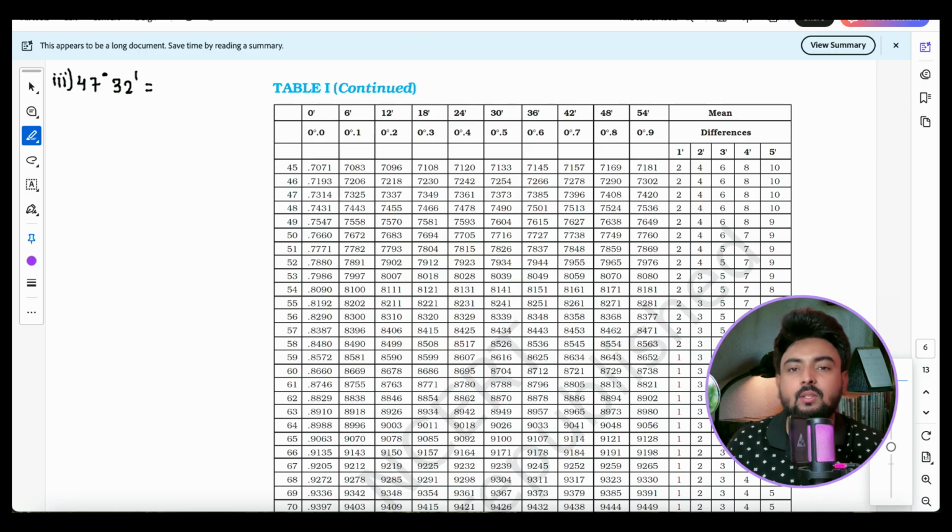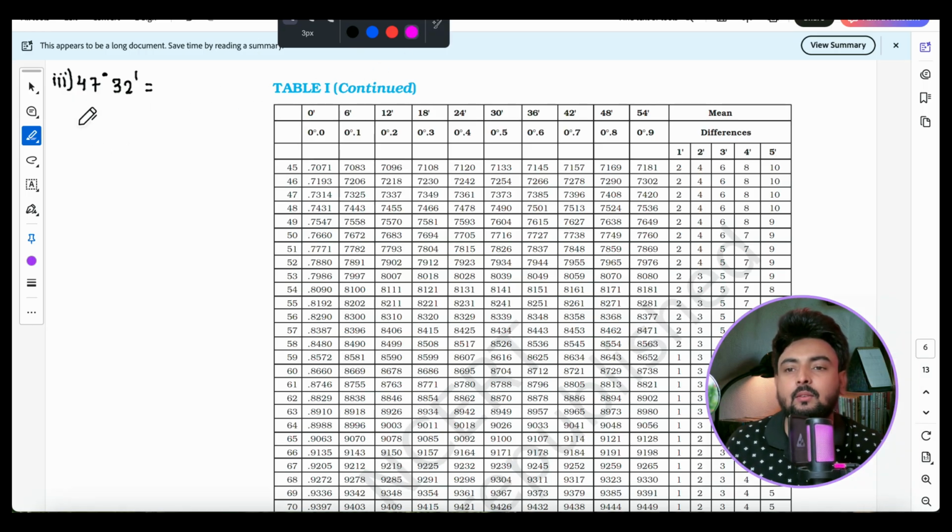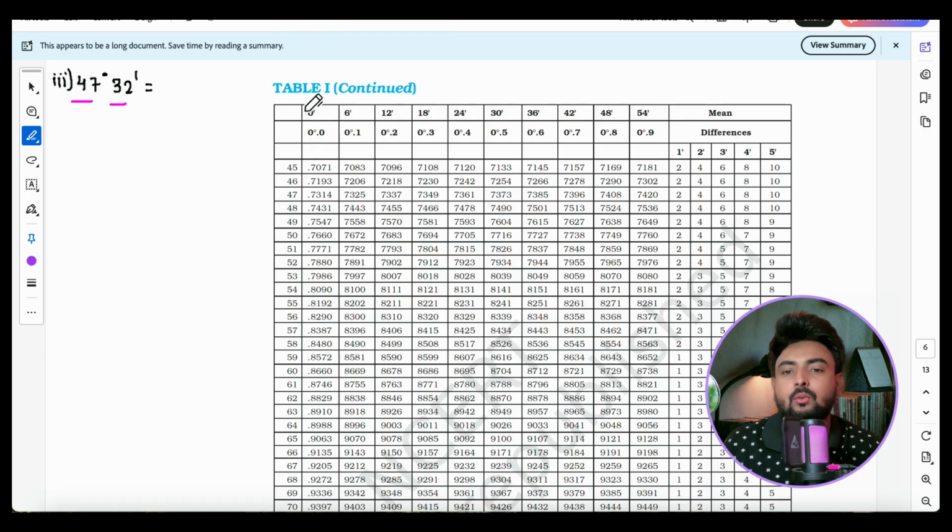Yeah, so now see, I'll just find the value. The question is, find the value of sine 47 degrees 32 minutes. So first I'll go to the sine 47 degrees column. So this is the degrees column. I came over here to 47 degrees. Now I want 32 minutes. Now if I see here, children, the minutes are in multiples of 6. So here there is no value for 32 minutes.